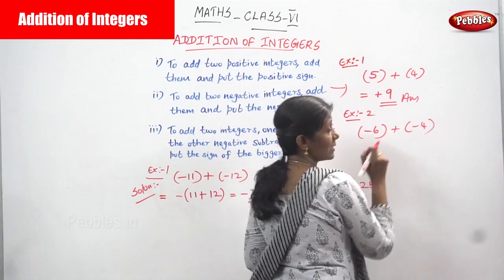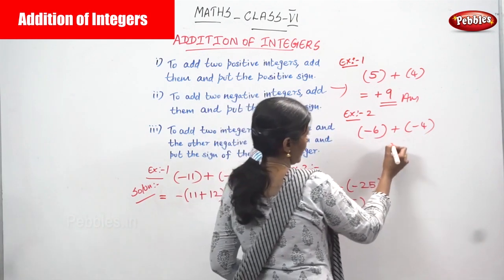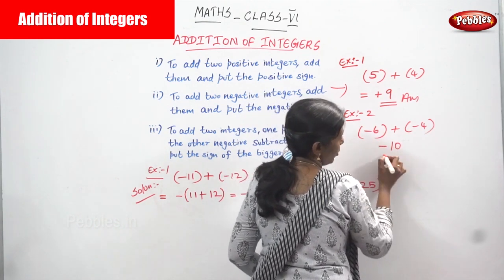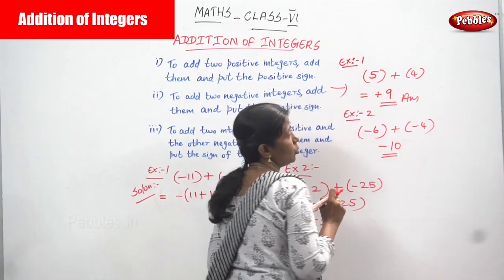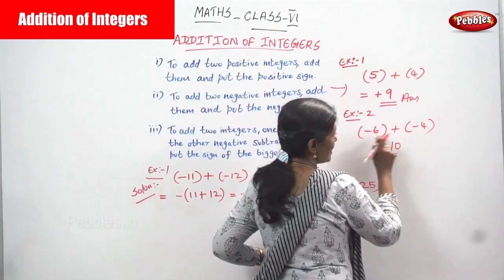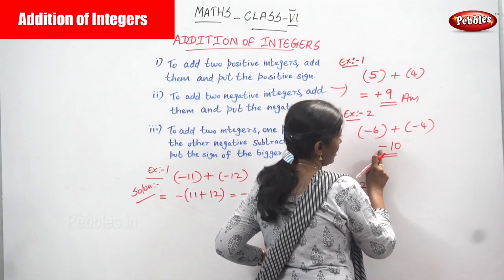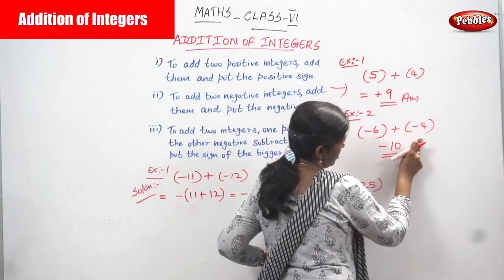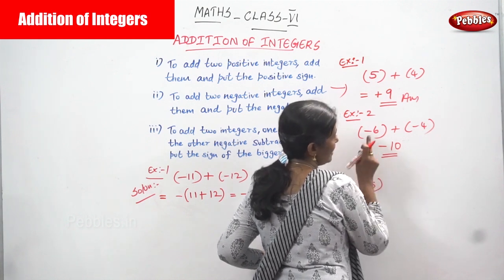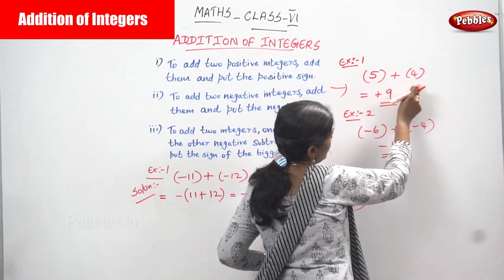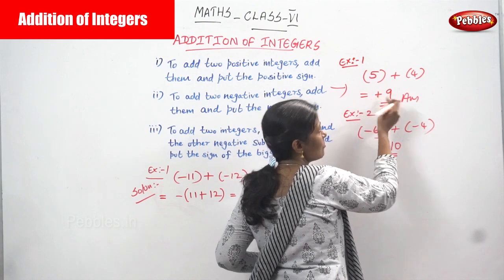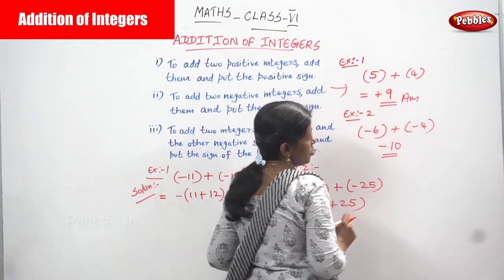6 plus 4, that is 7, 8, 9, 10. You must write 10, but in front of the number you must use the negative sign. That is the second rule. Because both have the same sign, you must use the same sign. You add two negative integers, but in front of the answer you must use the negative sign. In the earlier example both were positive integers, so in front of the answer you must use the positive sign.